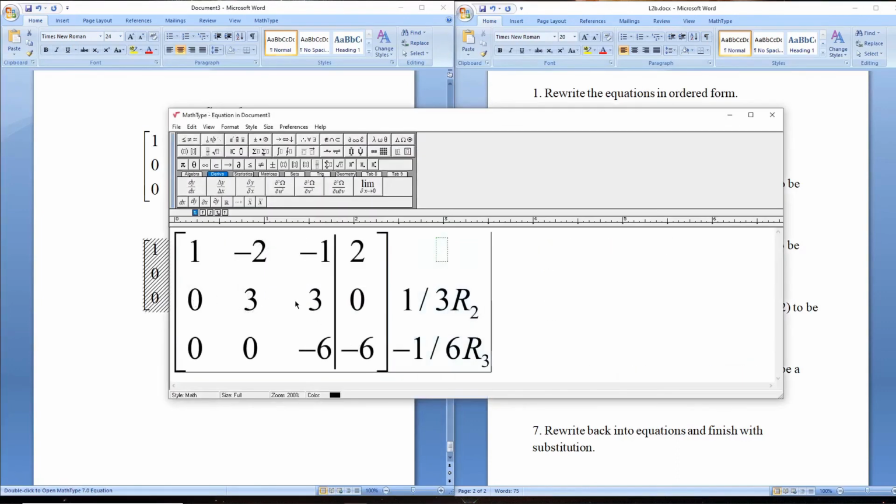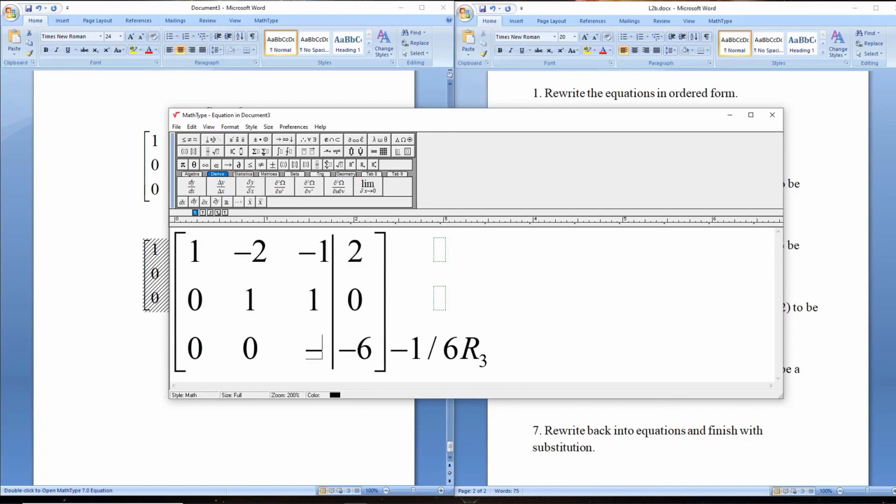So row 2, divide everything by 3. So 3 divided by 3 is 1. 3 divided by 3 is 1. And 0 divided by 3 is 0. We completed that instruction. And now for the third row, divide everything by minus 6.